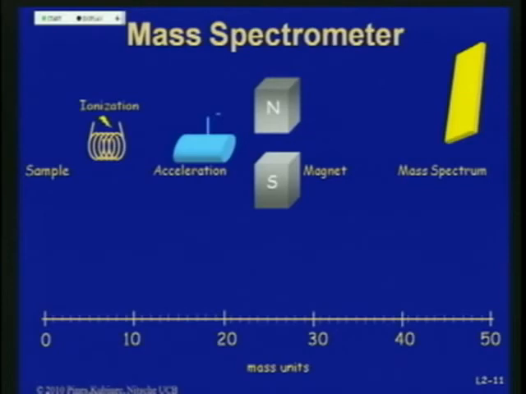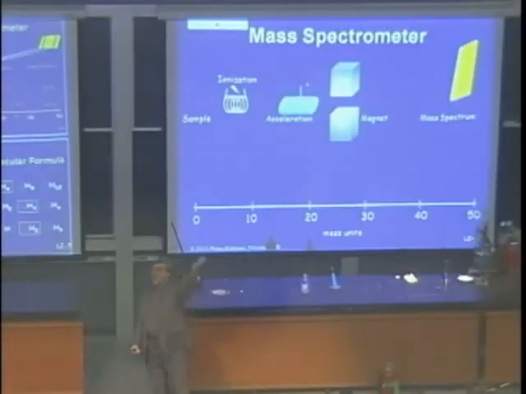So let's see how this works. We have our sample, and we ionize that sample. That means we rip off some electrons, all right? Now the sample is positively charged. We put it in a gas phase, of course, and it's positively charged. The whole thing happens in vacuum, so there's no oxygen interfering.